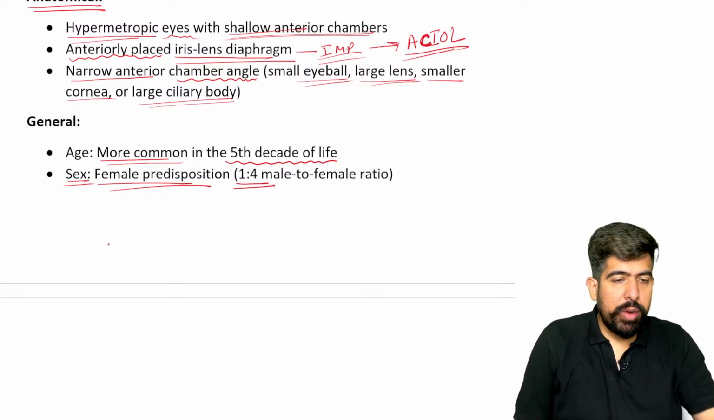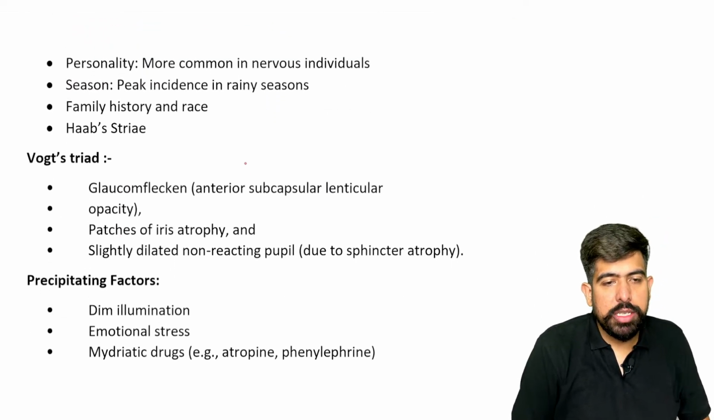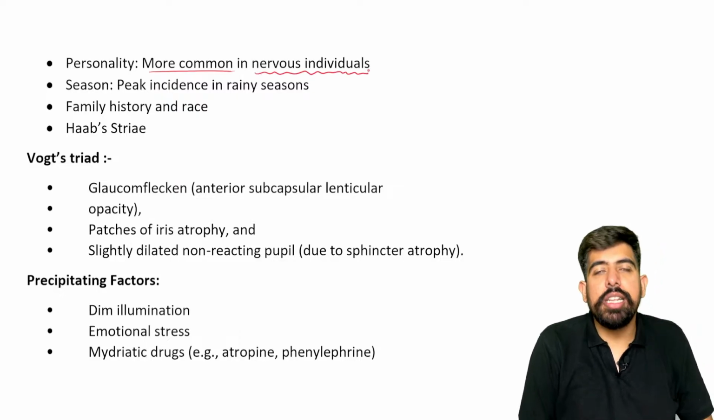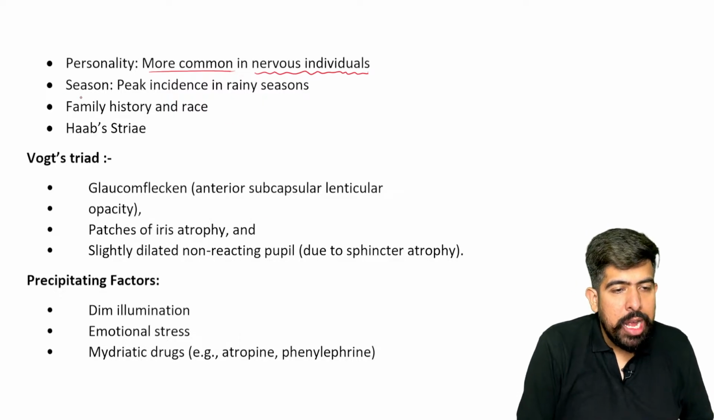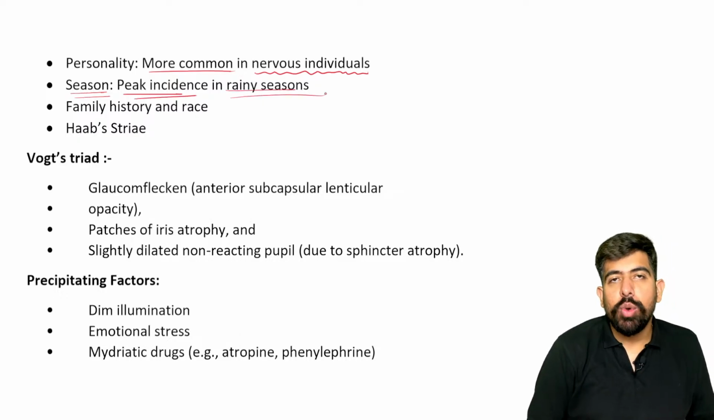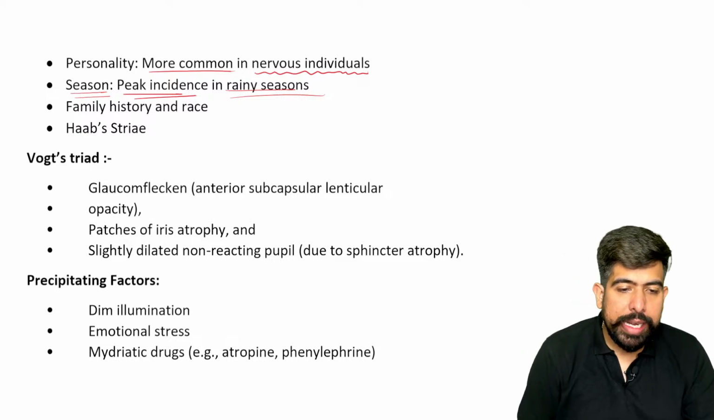Now, moving forward with other general features, there is personality. It is more common in nervous individuals. If the person has more nervousness, it is more common over there. And the season: the peak incidence is in the rainy season. Please remember, it is more commonly seen in the rainy season.